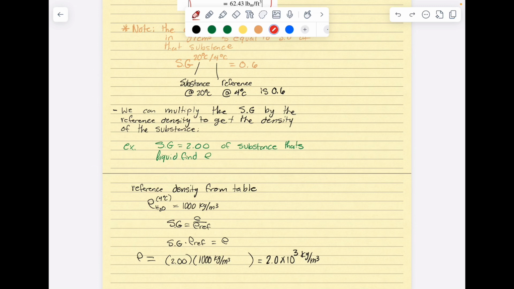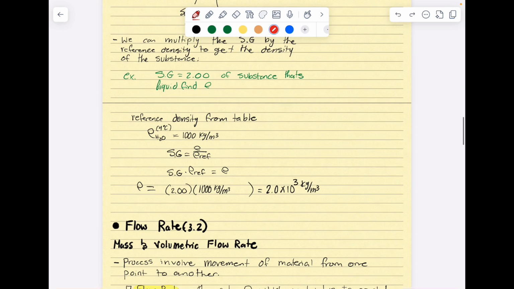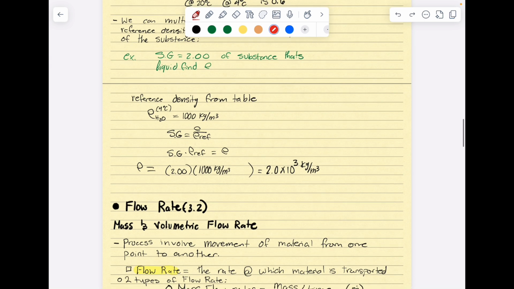And we can multiply the specific gravity by the reference density to get the density of the substance. So if we're given a specific gravity of 2.0 for a substance that's liquid, we can find the density by using the density reference from the table. Density of water at 4 degrees C equals 1,000 kilograms per meter cubed. The specific gravity, remember, is density over density reference. So then we just solve for density and we get specific gravity times the density reference, and that equals 2.0 times 10 to the third kilograms per meter cubed.